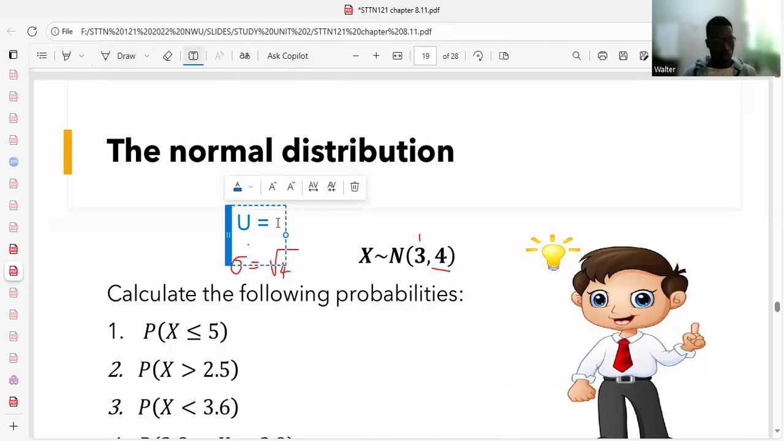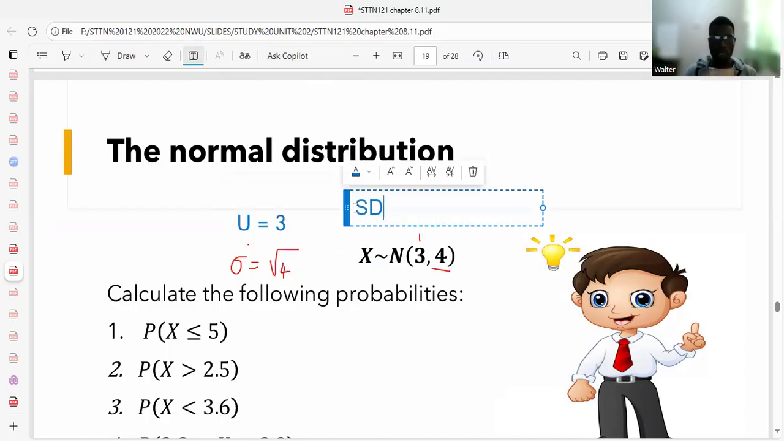We're going to do a square root of 4, which will give you 2. And then this one is 3, because already we're given. And then I'm going to put this one here. Then I can just say population SD is equal to 2.